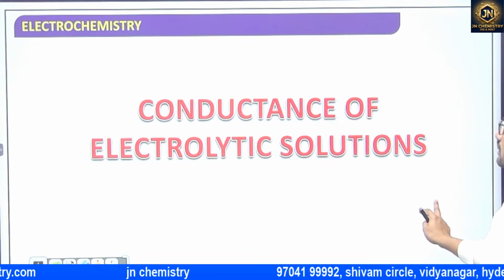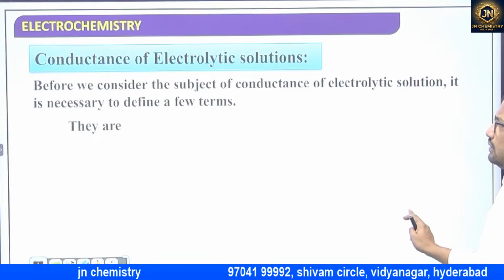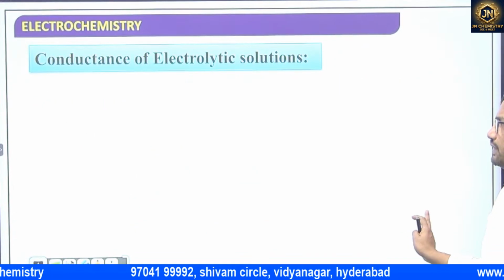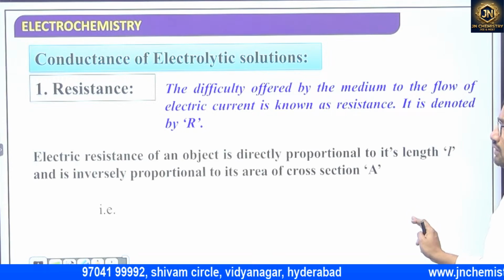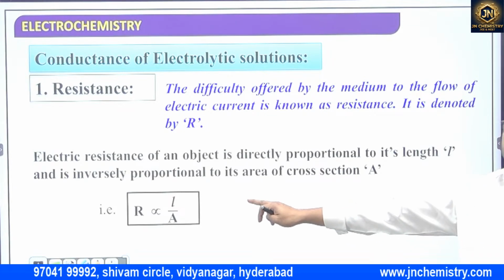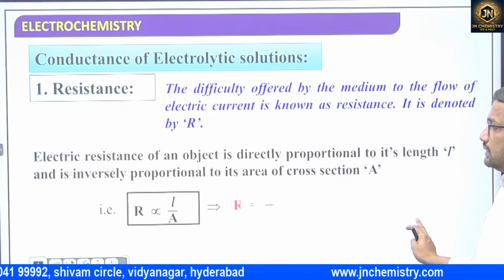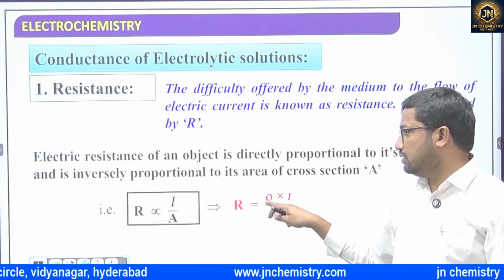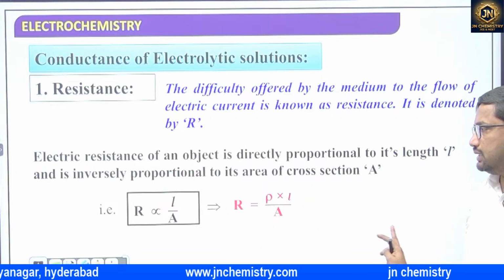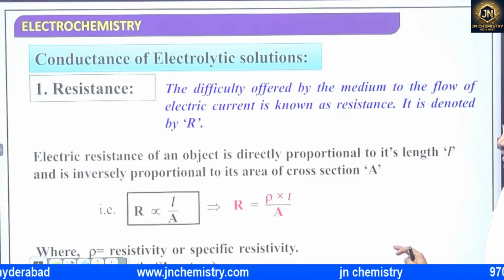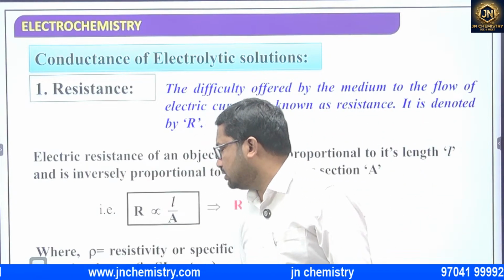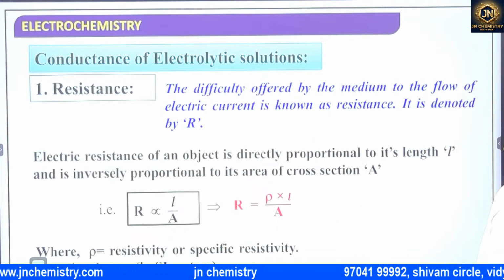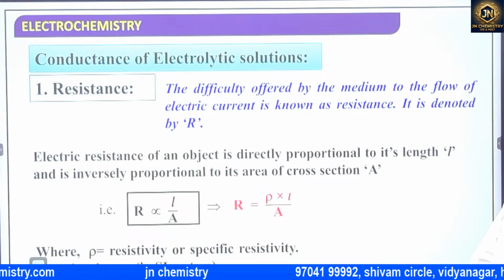Conductance of an electrolytic solution, this we discussed, right? Resistance, specific resistance, conductance, specific conductance. Resistance means what? R is directly proportional to L by A. If we remove the proportionality constant, R equals rho into L by A, where rho is the specific resistance, or resistivity, with units ohm meter in the SI system.